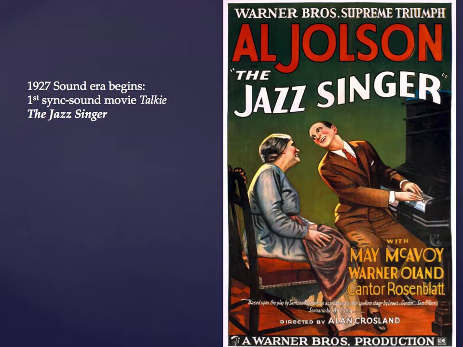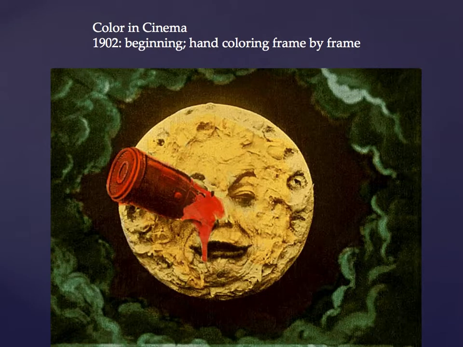The other technology, and this is a little bit different. Remember, I told you sound takes about 3 years. By 1930, most American movies are sync sound. Color takes quite a bit longer. So 1902, we have hand coloring, and this is frame by frame. Back then, they were cranking the cameras about 16 to 18 frames per second. They settled on 24. But that's still a lot of hand coloring, frame by frame.